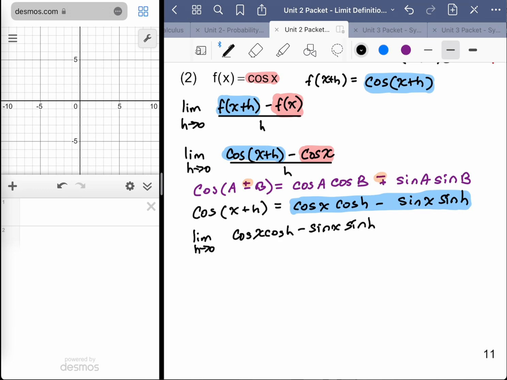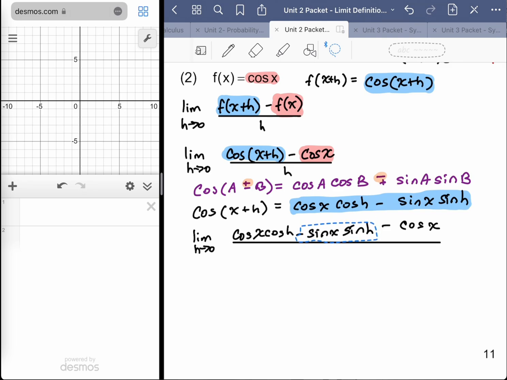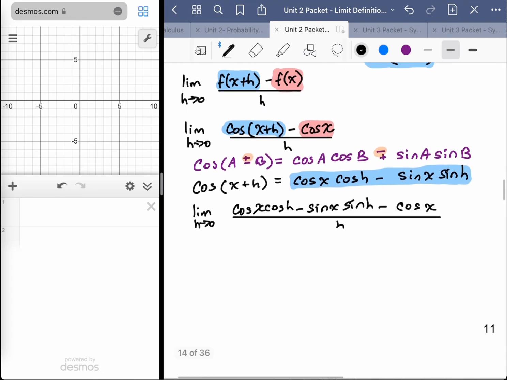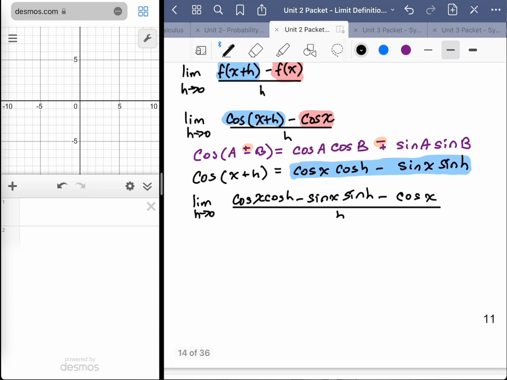All right, so cosine x cosine h minus sine x sine h minus the cosine x that was already there, all over h. Oh, I went a little off the rails there. So I want to be able to simplify this.